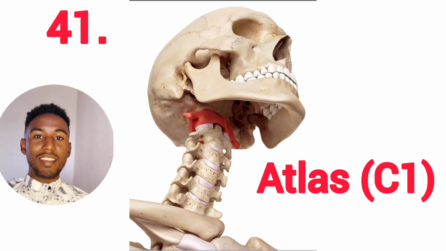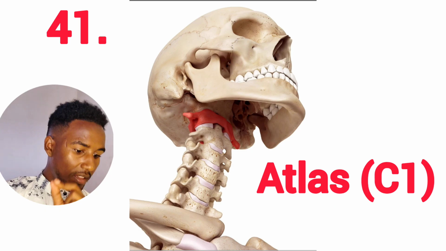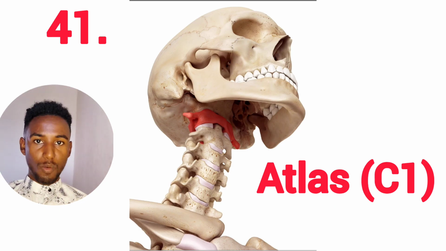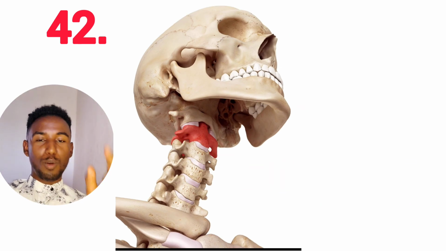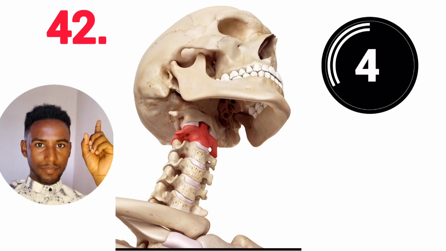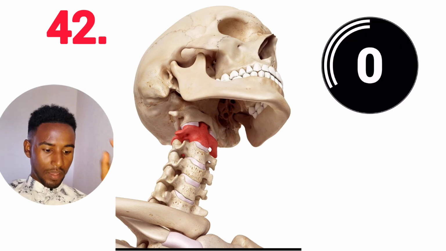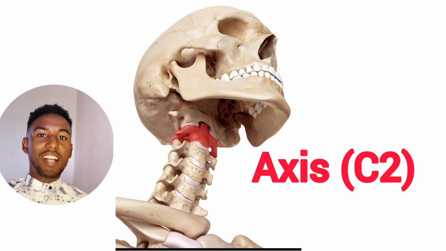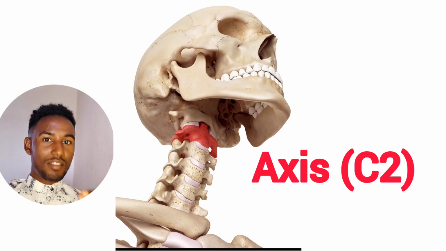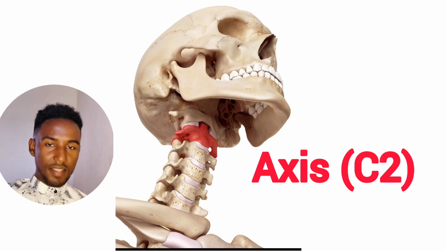41. What is this bone called? It is the atlas bone. Atlas bone is the first cervical vertebra or C1. 42. What is this bone called? It is the axis bone or C2. This bone is the second cervical vertebra, has the dens.